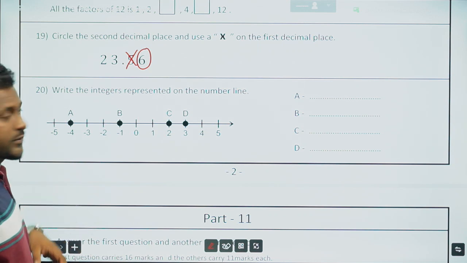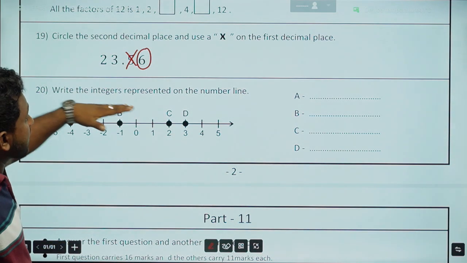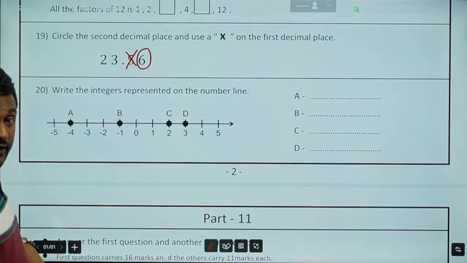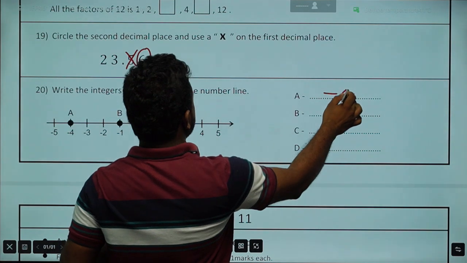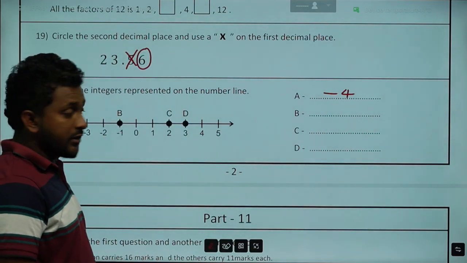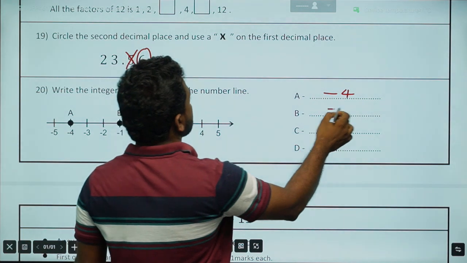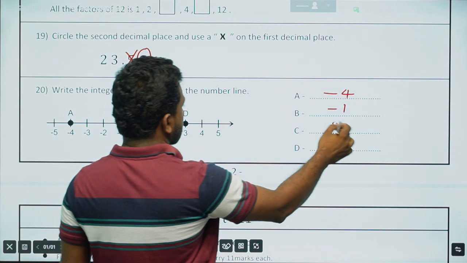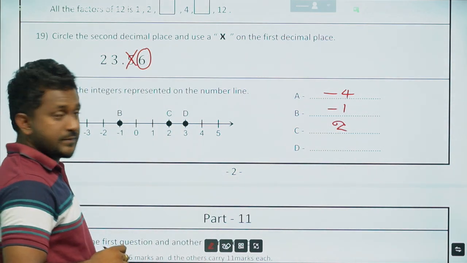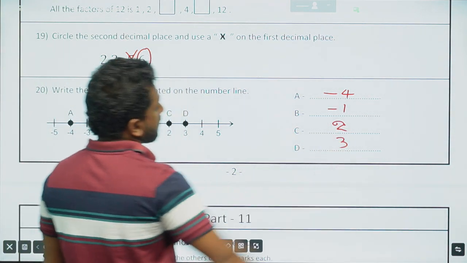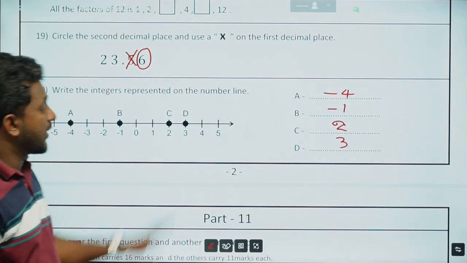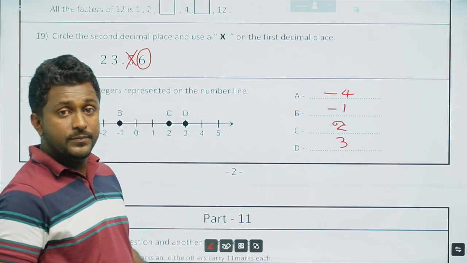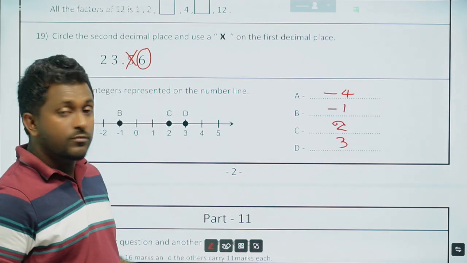Last one of the first part. Write the integers represented on the number line. A. The value of A is minus 4. Value of B is minus 1. Value of C is 2. And the value of D is 3. Right? These are the answers. So these are the first part, that's the first part of the paper.